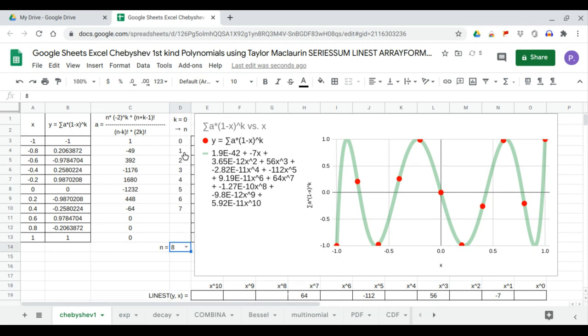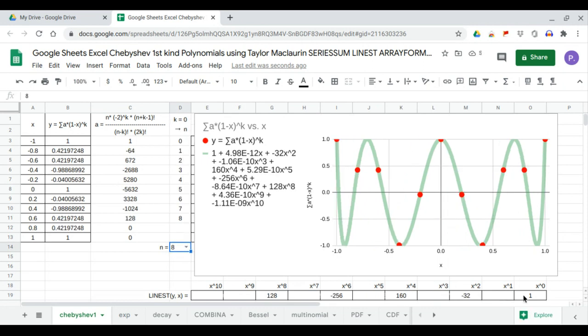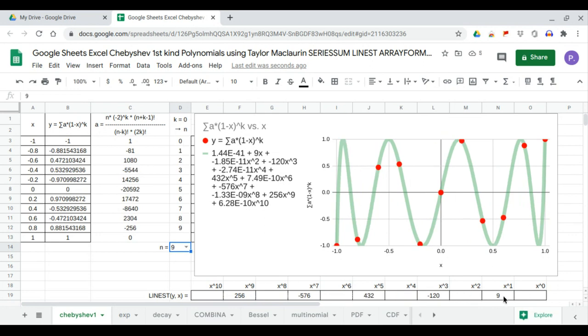At n equals 8, Chebyshev first kind polynomial y equals 1 minus 32x squared plus 160x to the fourth minus 256x to the sixth plus 128x to the eighth. At n equals 9, Chebyshev first kind polynomial y equals 9x minus 120x cubed plus 432x to the fifth minus 576x to the seventh plus 256x to the ninth.